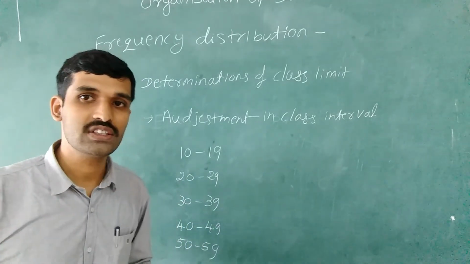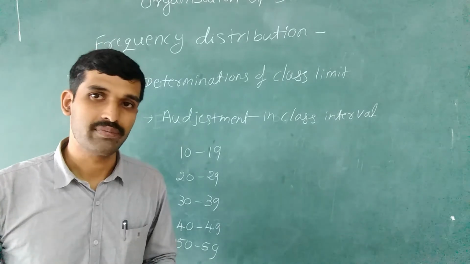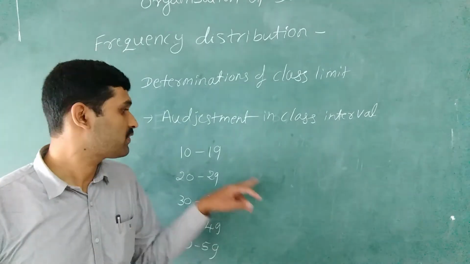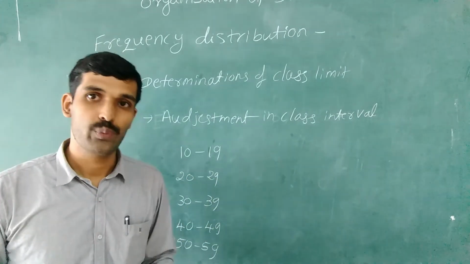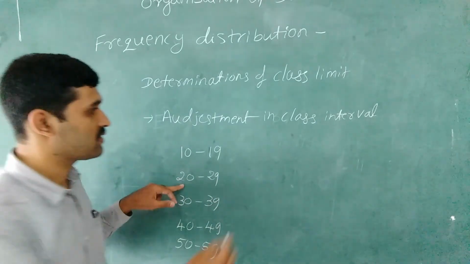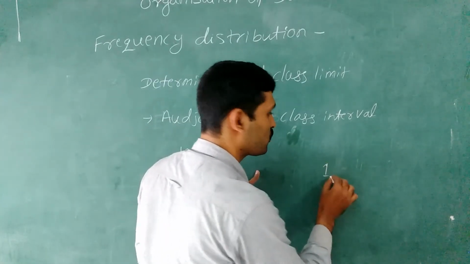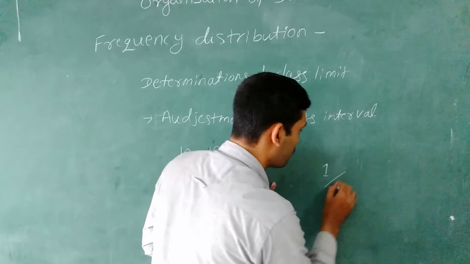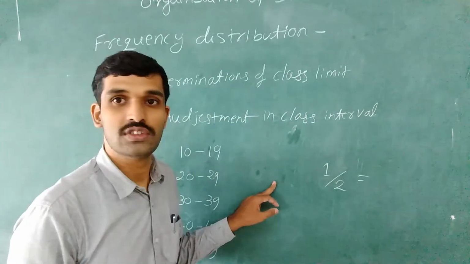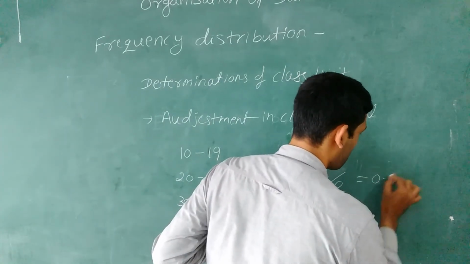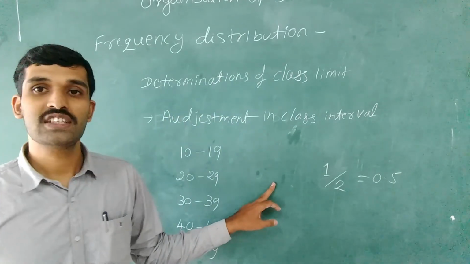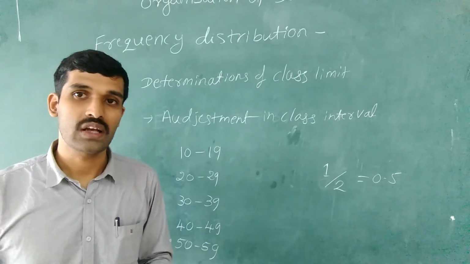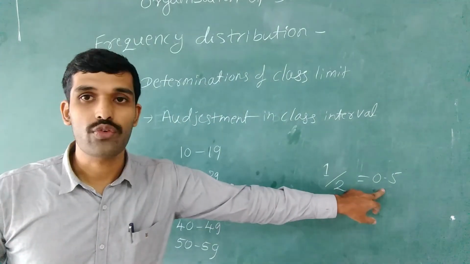How to adjust this class interval? Here, the difference is divided by 2. The difference is 1. This 1 should be divided by 2. Then the value is 0.5. So the adjusted value of class interval is 0.5.